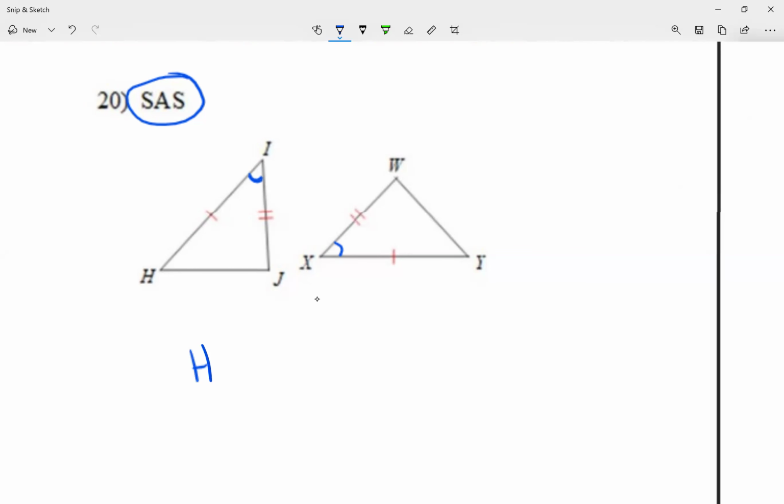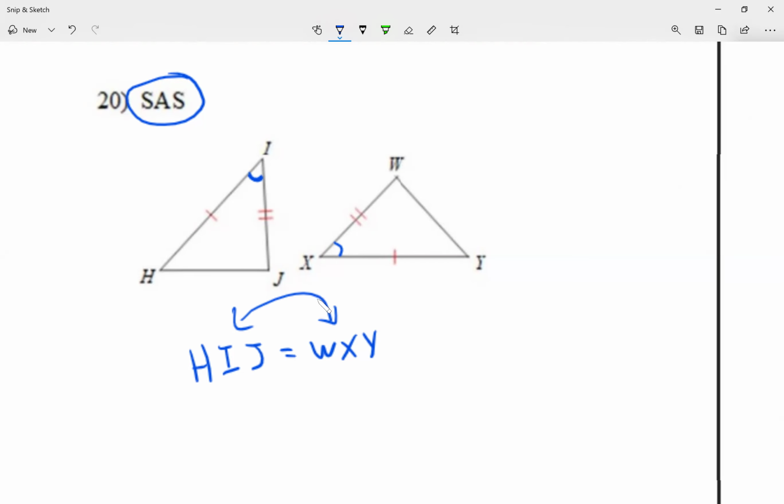I'm gonna call one angle HIJ, because remember I'm using all three letters, leaving I in the center. And this is equal to the angle, I'm gonna use all three letters, leaving X in the center. So I'm gonna call it WXY, all capital letters. Some of you might ask, what if I type it the other way, WXY first and HIJ second? You're fine. Canvas is going to consider it fine and mark you correct either way.